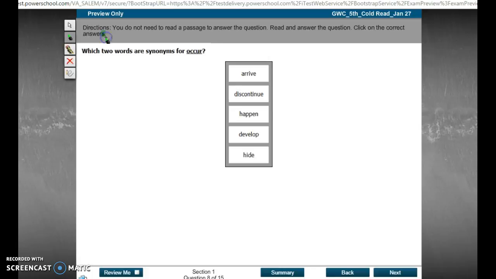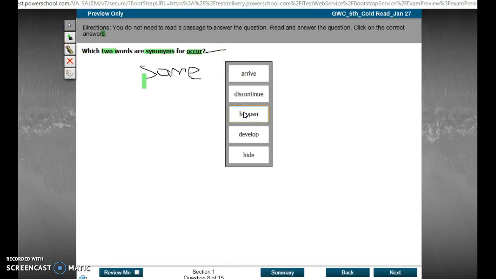Notice answers. Which 2 words are synonyms for occur? So synonyms, we know, mean the same. I'm not going to write out, it's too hard to write with this pencil. But we know synonyms mean the same. So we need to ask ourselves which words mean the same as occur. Well, what does occur mean? That's the first thing you would ask yourself. Well, if something occurs, that means it happens.